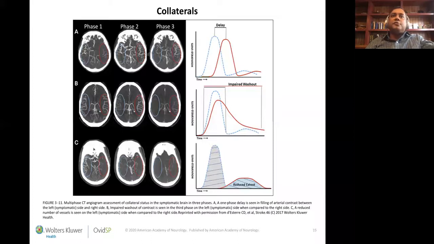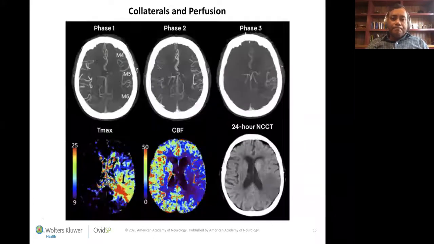So this is how we can actually easily look at the CT angiogram and get a good sense, as the cardiologists do sometimes, of collateral status. And that tells you about salvageable brain. Patients with good collaterals beyond your clot, you should treat. Patients with poor collaterals, the risk is significant.